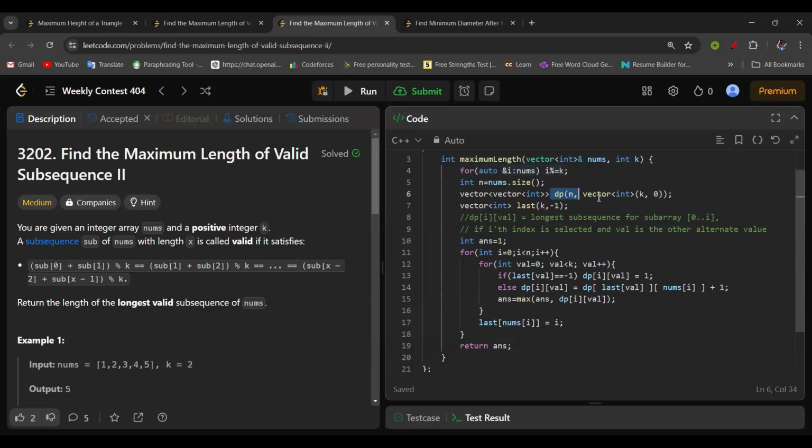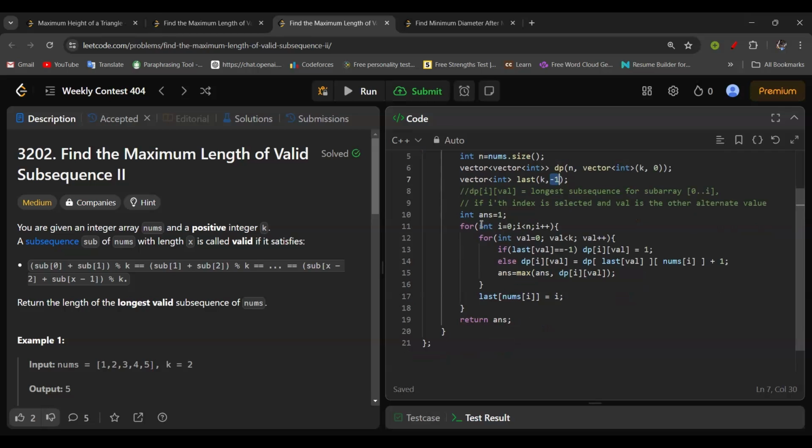Now I've initialized my DP of n into k. I've taken n into k, and initially I've stored 0 in my DP. That can be skipped also, maybe. If you don't store a 0, you are just calculating your DP every time, so it doesn't matter. You don't need to initialize it. Now I've made this map, or a vector you can say, last of size k. It denotes that last of any value would denote the last occurrence of that value. Initially the last occurrence of every value is -1, as no value has occurred up till now.